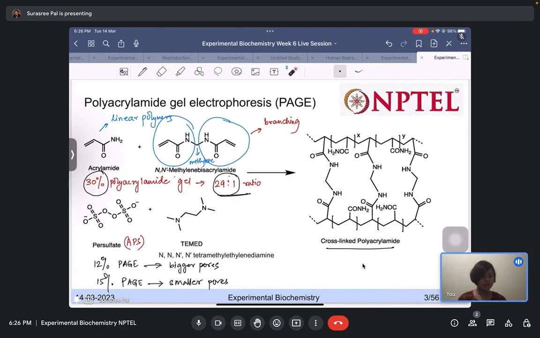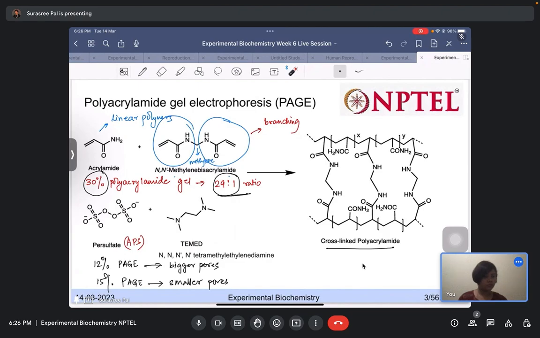This persulfate molecule actually acts as a catalyst. In this polymerization reaction, if we mix acrylamide and bisacrylamide together, they do not polymerize spontaneously, but there has to be a catalyst that helps in polymerization of the acrylamide. That catalyst is ammonium persulfate. It has a peroxide bond here, and this peroxide bond can generate free radicals.